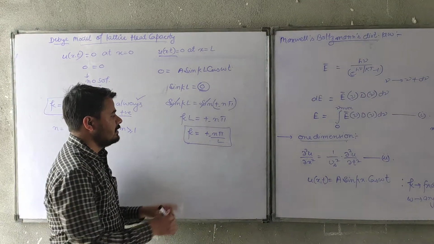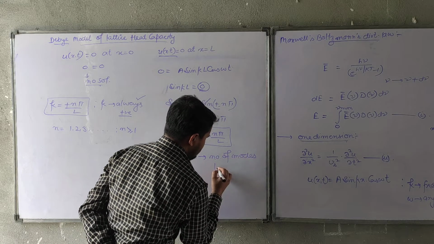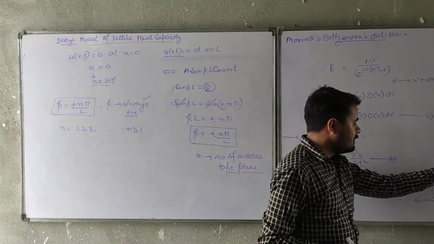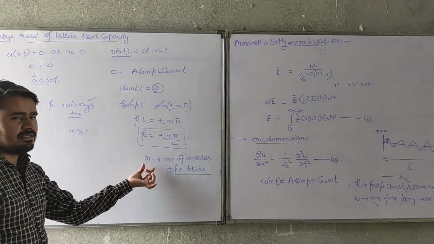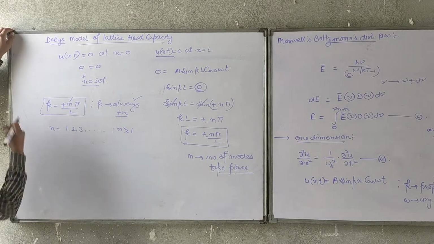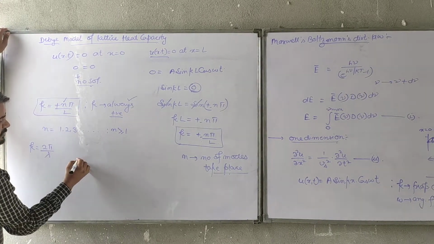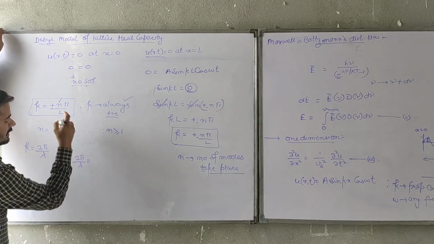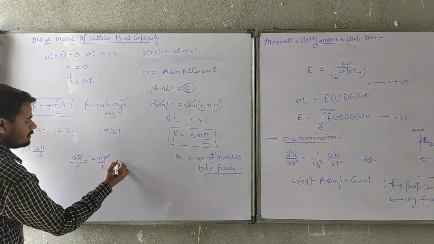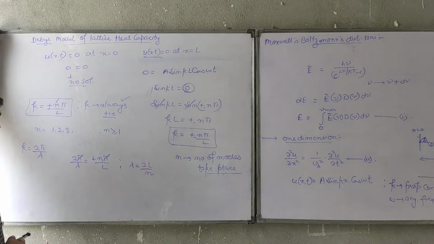n corresponds to the number of modes that take place. ਜਿਹੜੇ ਨੰਬਰ ਆਫ ਮੋਡਸ ਆਪਣੇ ਕੋਲ ਆ ਰਹੇ ਵੇਵਸ ਦੇ ਵਿਚਕਾਰ ਪ੍ਰੋਡਿਊਸ ਹੋ ਰਹੇ ਨੇ, ਇਹਨਾਂ ਨੰਬਰ ਆਫ ਵੇਵਸ ਨੂੰ ਮੈਂ ਇੱਥੇ ਸਮਾਲ n ਦੇ ਨਾਲ ਰਿਪਰੈਜ਼ੈਂਟ ਕੀਤਾ ਹੈ। ਤੇ ਜੇ ਅਸੀਂ ਇੱਥੇ k ਦੀ ਵੈਲਿਊ ਨੂੰ ਦੂਜੀ ਫਾਰਮ ਚ ਪੁੱਟ ਕਰੀਏ, that is k equals to 2 pi by lambda, then this equation becomes 2 pi by lambda equals to plus n pi by L, pi will be cancelled out, or lambda is equals to 2L divided by n.